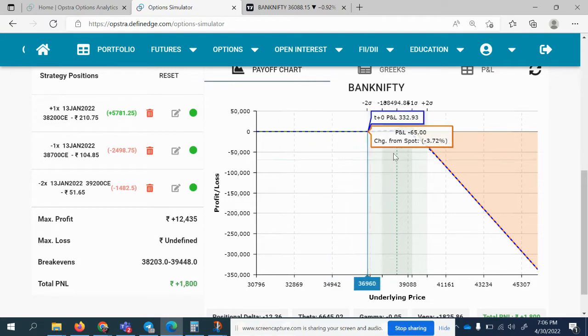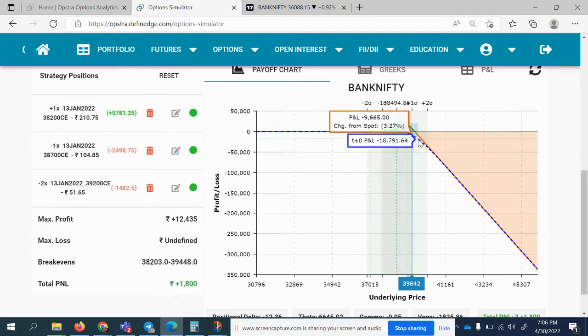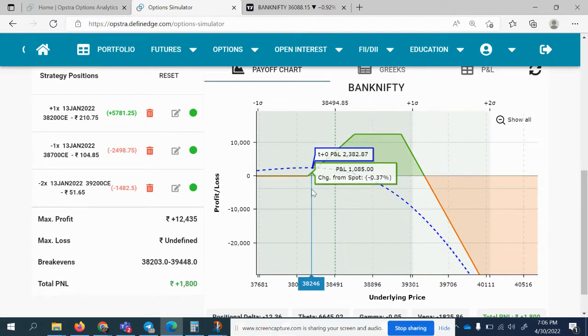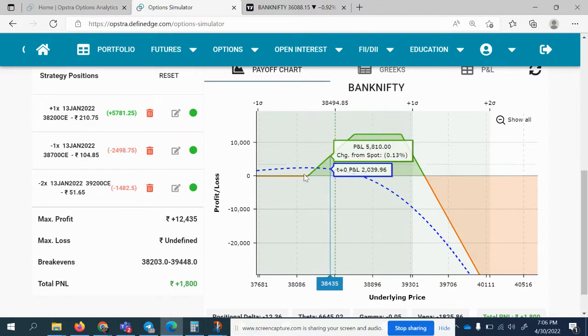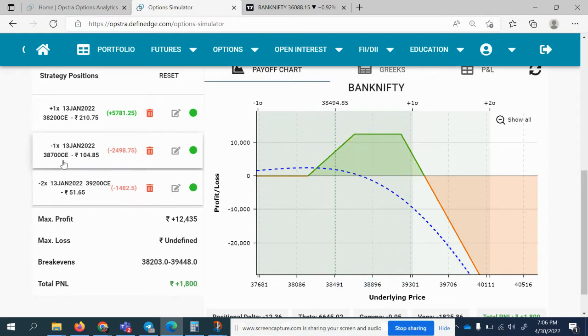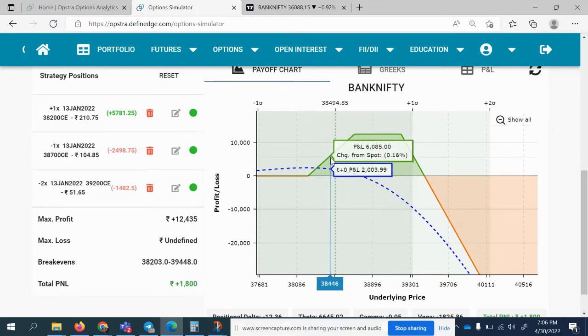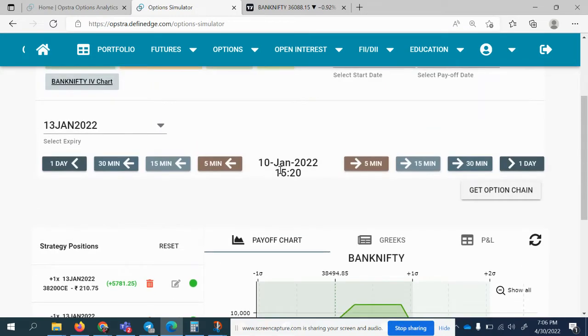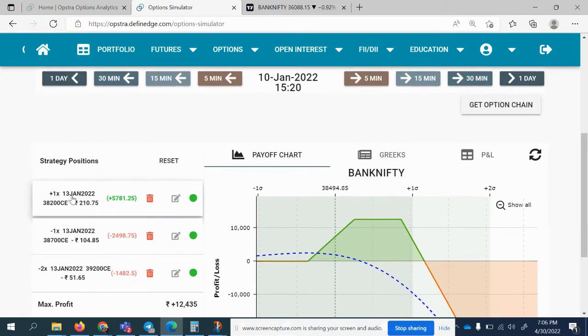I can do the adjustment here, but I'll let you know, friends, when to do the adjustments. We basically do the adjustments when the price comes close to our first sell position, which is 38,700. Though we have a profit of 1,800, we can still go ahead and do the adjustments, but at least we have time, because we are on the 10th of Jan and we have 3 days for the expiry, as this is the 13th Jan expiry.